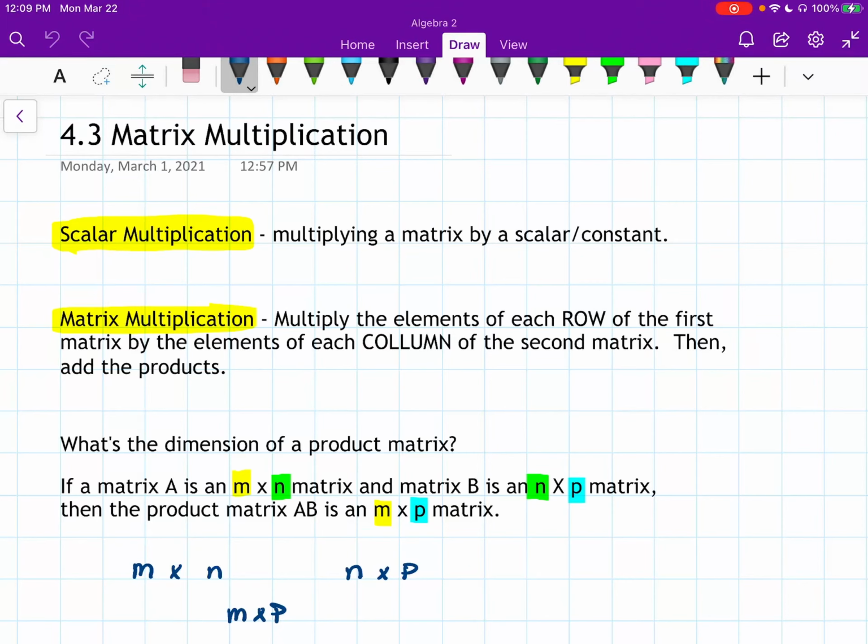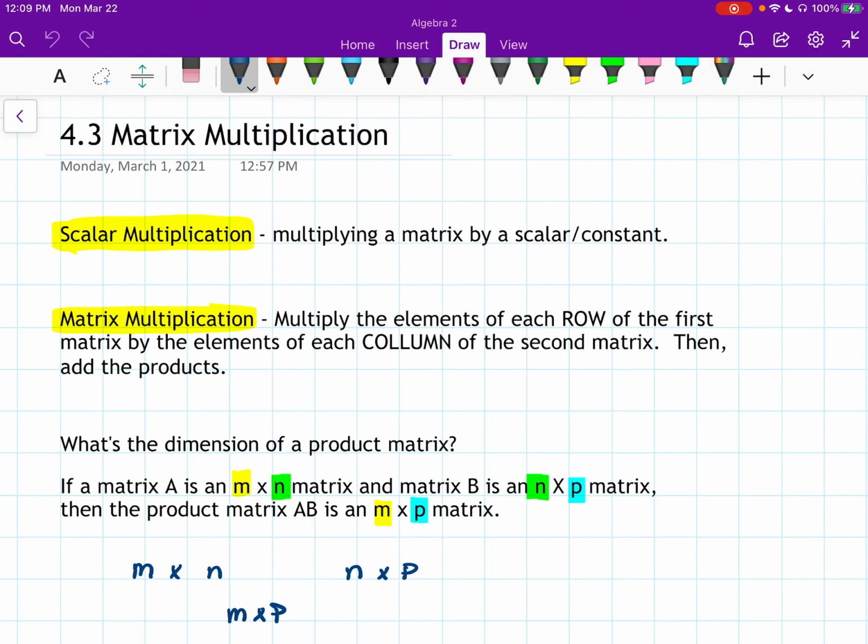All right, 4.3 matrix multiplication. So far we've done the plain old matrices and looking at elements. That was in section 1. Section 2 was addition and subtraction, and now we're in section 3. I hope that section 1 and section 2 have been pretty easy for you. Section 3, I think, is where it gets a little bit harder.